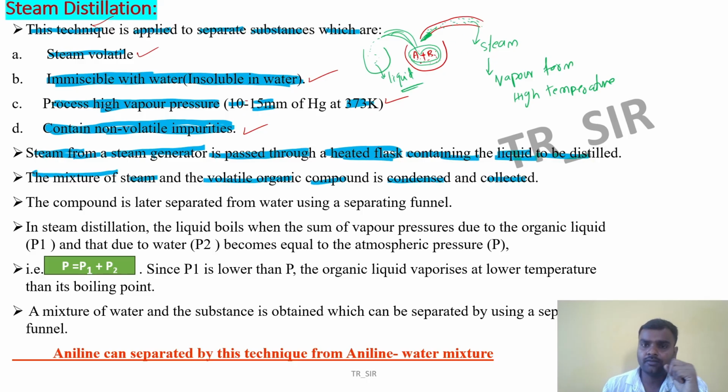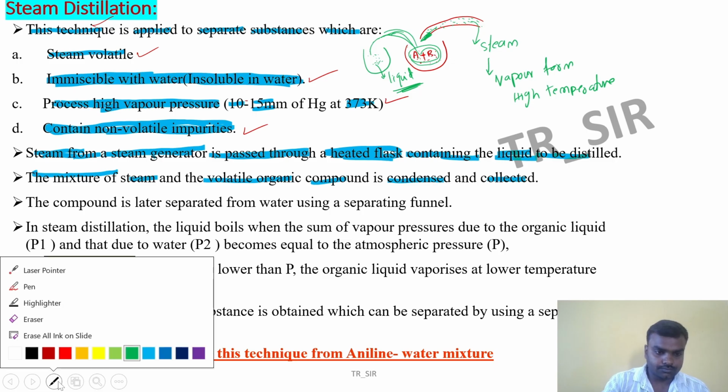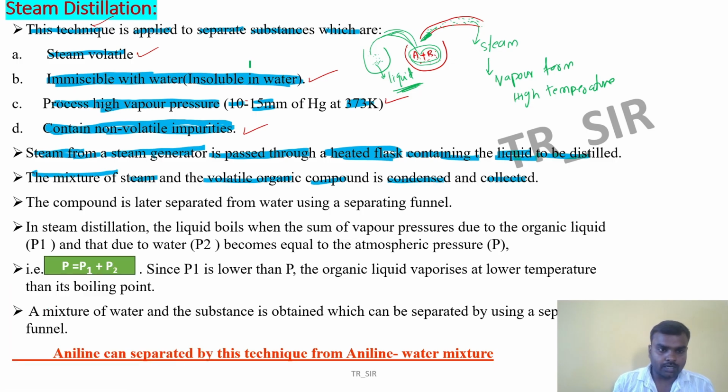I'll repeat one more time. Don't worry. We have taken two liquids, A and B. For this, we are passing the steam, which is high temperature vapor. When we pass the steam, because of the steam, the liquid starts boiling. The non-volatile liquid will not boil, whereas the volatile one will boil and vapor will form. Those vapors are collected and condensed to form the liquid. That is what takes place here.